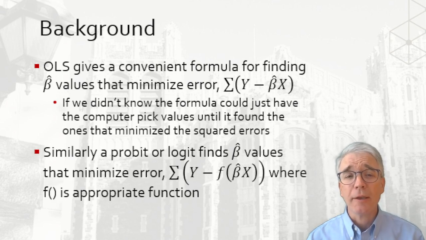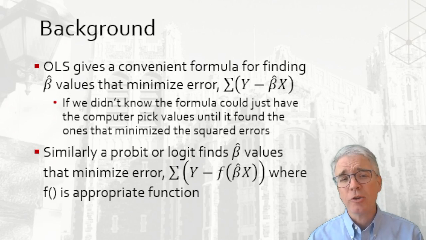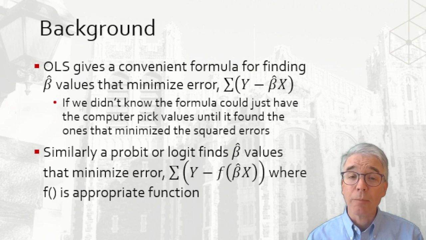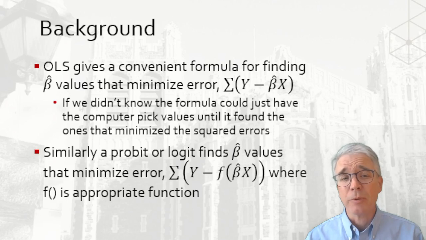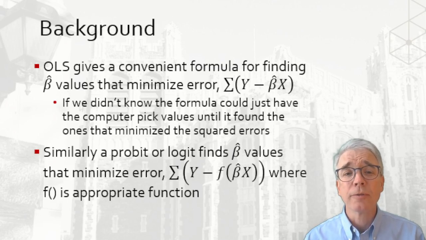When we did OLS, we could derive a convenient formula for finding coefficient values to minimize the squared error. Remember, in ordinary least squares, the error term is y minus beta x. Sum those up. Having a nice formula makes things easy. But if I didn't know the formula, I could find the same estimates with enough computing power. The computer could just randomly pick values and find the ones that minimize the squared error term. Just pick some number for beta, calculate the error, nudge around the values, see whether errors get better or worse.